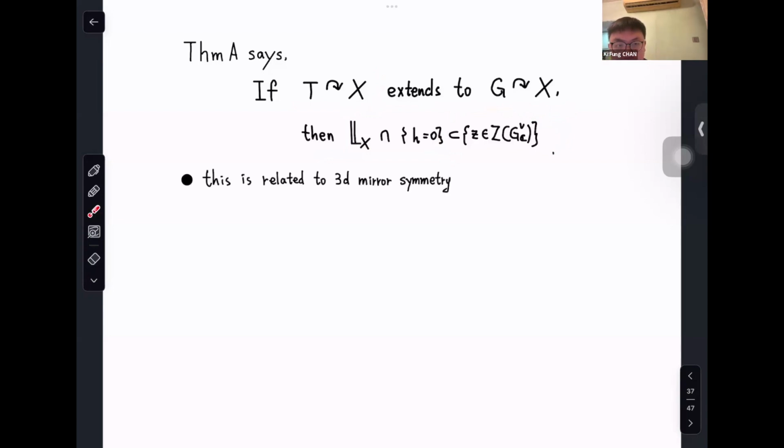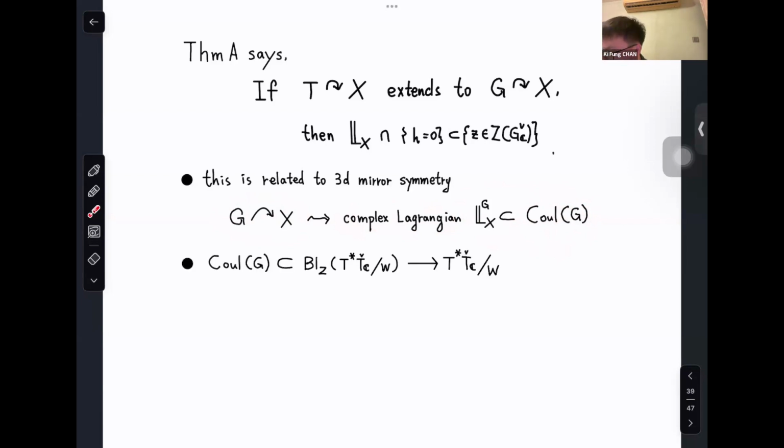And of course, this is related to 3D mirror symmetry. Previously, when you have a T action, you expect to obtain a compact Lagrangian in the T Coulomb branch. Now you have a non-abelian G action, then you expect you also obtain a compact Lagrangian in the G Coulomb branch, the 3D theory Coulomb branch. But the problem is for non-abelian G, the Coulomb branch is not that easy to describe.